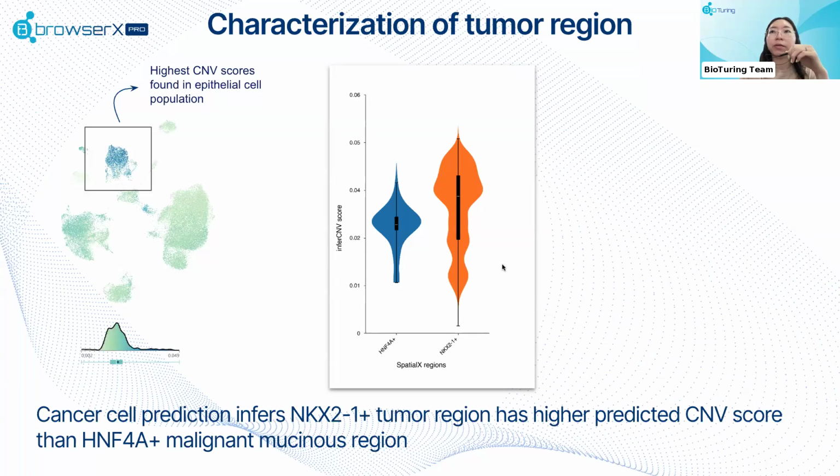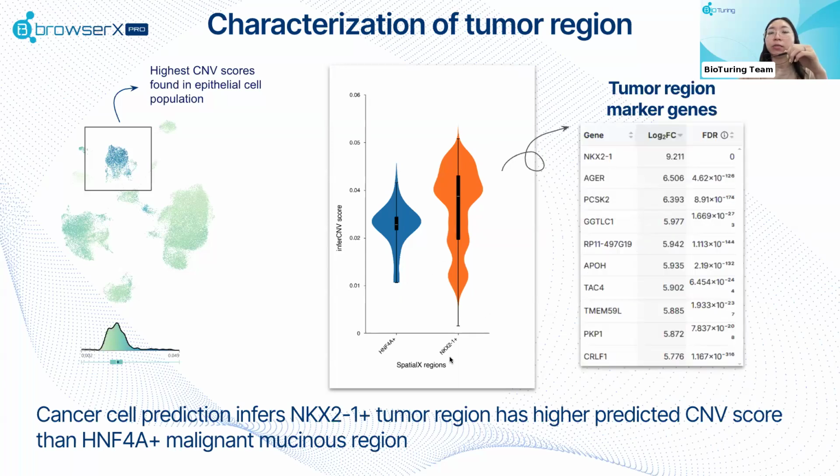Okay, even furthermore, I wanted to see what other marker genes are present within this tumor region. So I was able to run a marker gene analysis, and some of the markers that popped up include all of these other markers, which I've listed here. Okay, so all in all, this cancer cell prediction tool was able to infer that the NKX2-1 tumor region has a higher predicted CNV score than the malignant mucinous region, right? And this is what we expect.